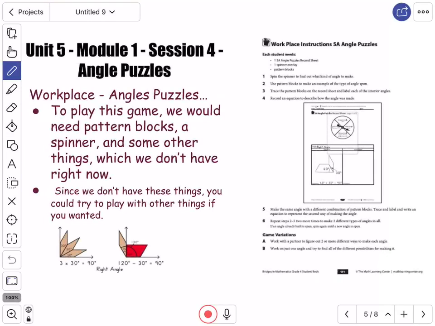So you can find acute, obtuse, and right angles in many places in your house. I would love for you to go on a hunt and complete the Seesaw activity that goes along with that, all right? Moving on here.